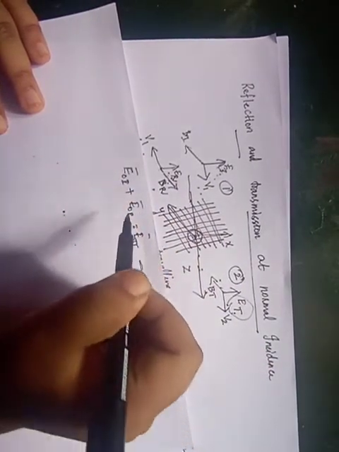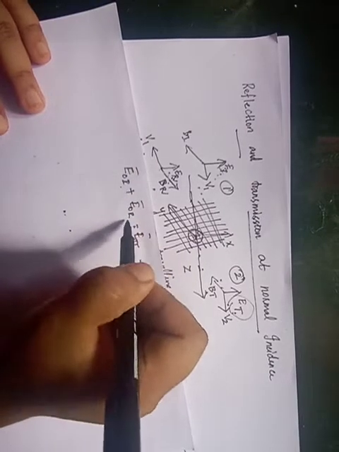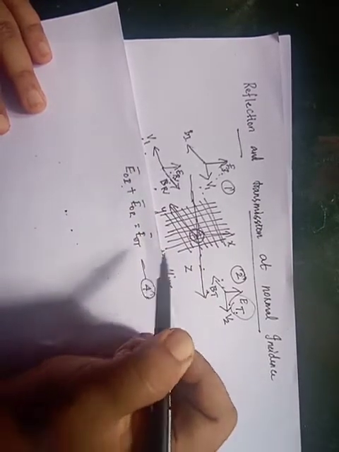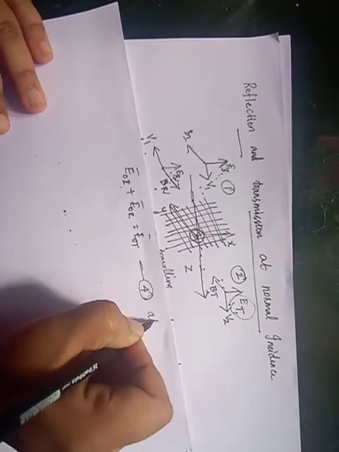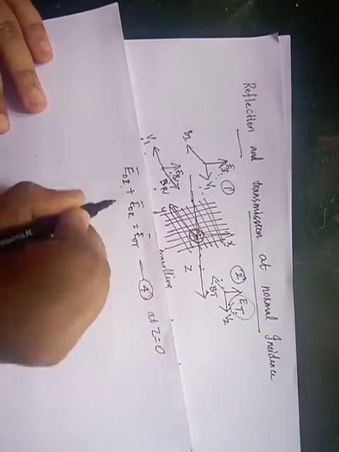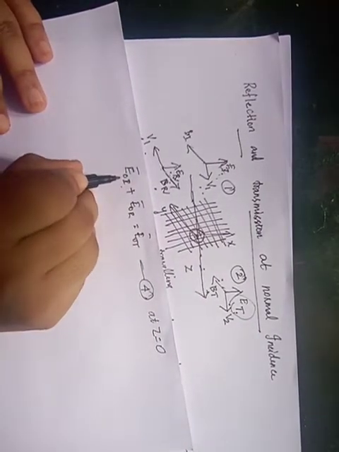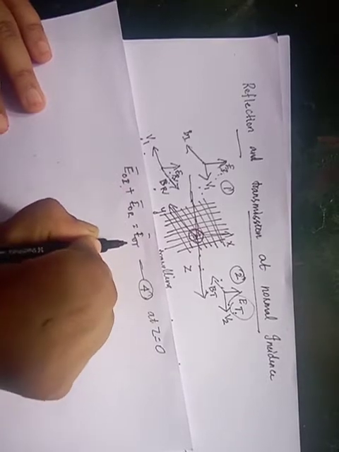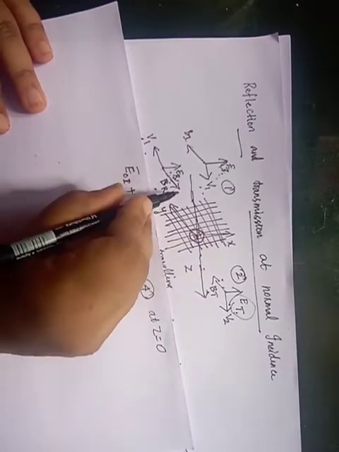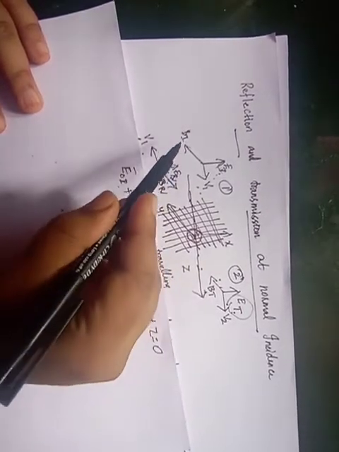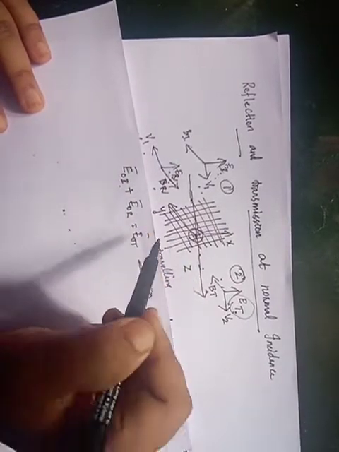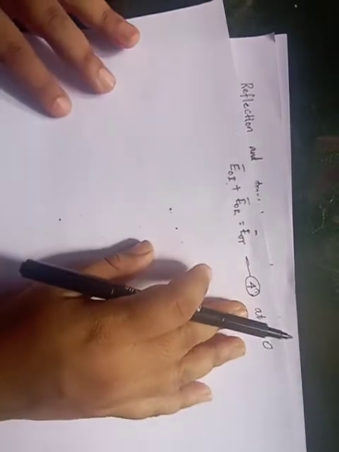The amplitude we have written like this: E naught I plus E naught R is equal to E naught T at z is equal to 0. This is the boundary condition. Then similarly we can write B naught I plus B naught R is equal to B naught T.